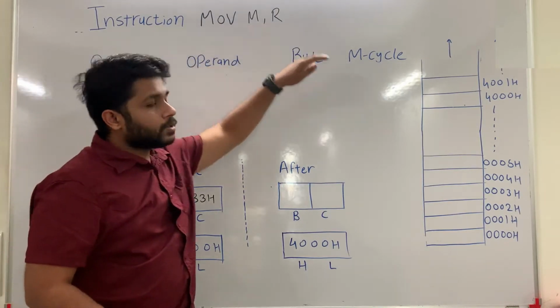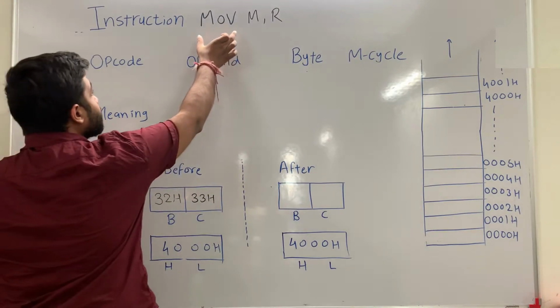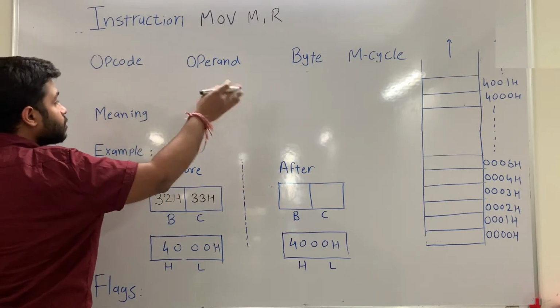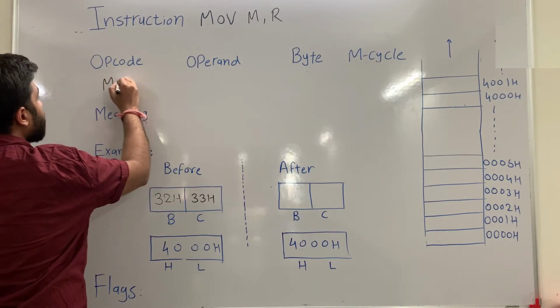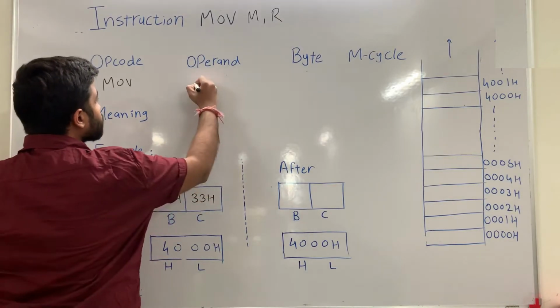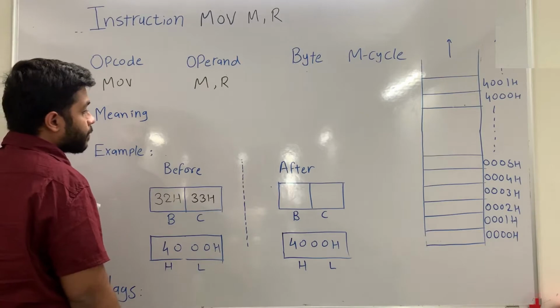Now, in this instruction, what is the value of opcode? Opcode is the English-like part of the instruction. So in this example, the opcode is MOV. What is the value of operand? The remaining part of the instruction is considered the operand. M, R is the operand.